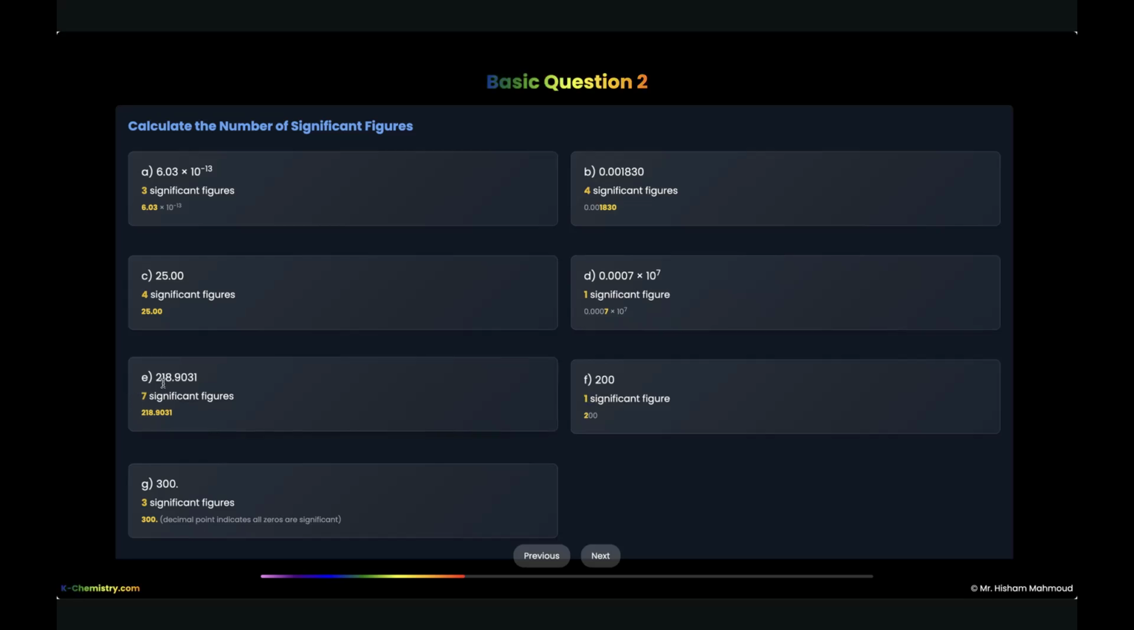Here I have 1, 2, 3, 4, 5, 6, 7 significant figures. If I don't have any dots, so 1 significant figure, the zeros are not counted. But here there is a dot, a decimal point, so there are 3 significant figures.